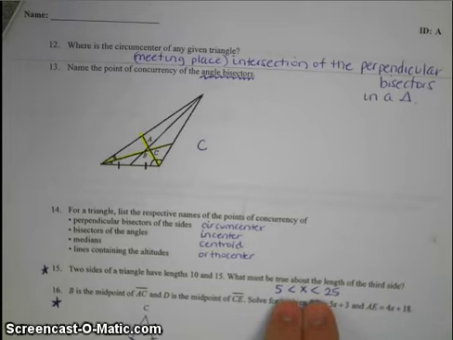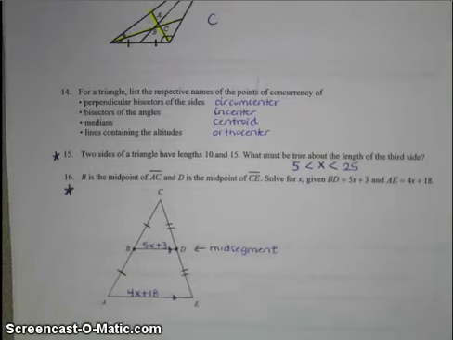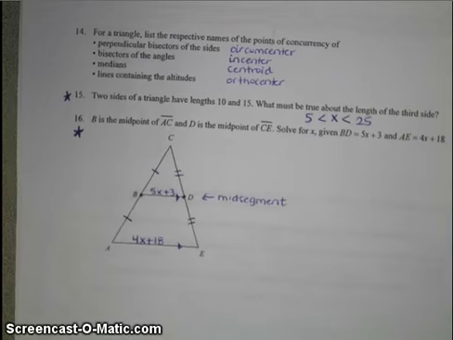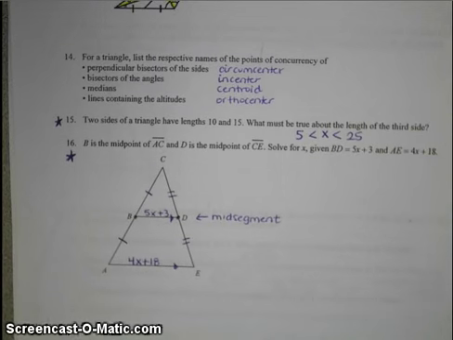And again, just a reminder, not 5 and not 25. It doesn't have the equal sign. So between 5 and 25. Number 16. Alrighty, number 16. B is the midpoint of AC and D is the midpoint of CE.